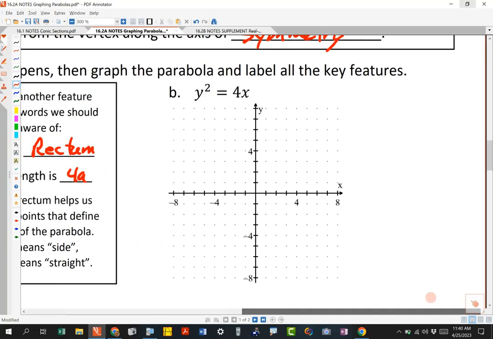Okay, so we're going to come over here. We're going to take a look at the next one. I'm going to ask, crew, which way does this one open? To the right. It opens right. Okay, Abby, what's the vertex?